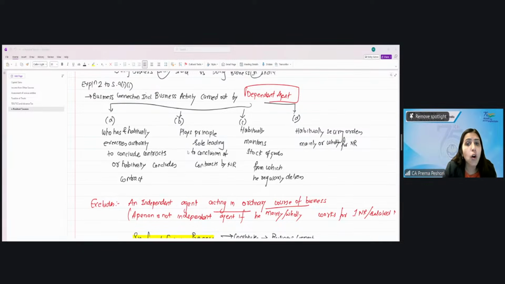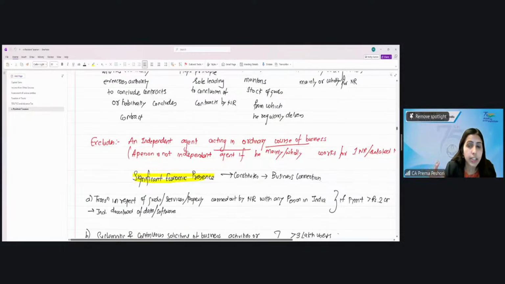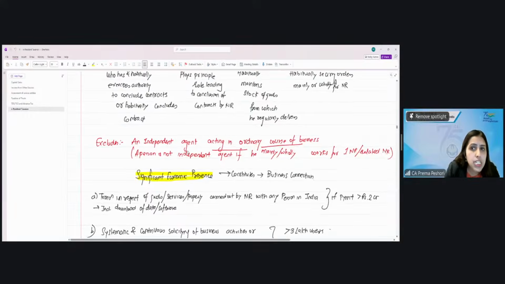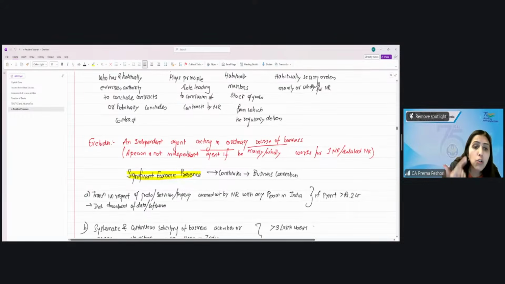However, if an agent is operating in an independent capacity, like he is not controlled by a non-resident, he's working for multiple principals, not just for one non-resident principal. He's acting in the ordinary course of business. He exercises his own judgment and does not work under the direction of one non-resident. Then he will not be considered a dependent agent and he will not constitute the business connection for the non-resident. A person is not an independent agent if he is mainly or wholly working for one non-resident or for the related non-residents.